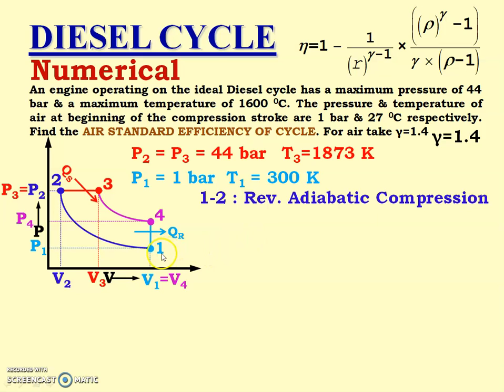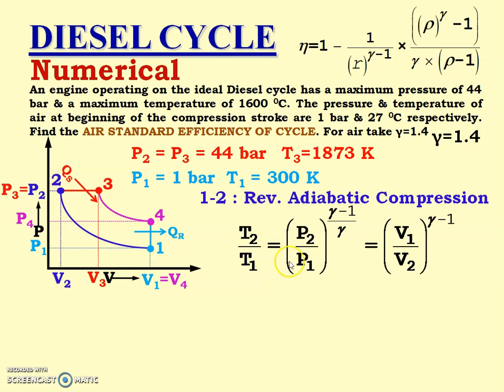Now let us use the process number 1-2, relationship between PV and T. T2 by T1 is equals to P2 by P1 raised to gamma minus 1 upon gamma, that is equals to V1 by V2 raised to gamma minus 1. Now we know that V1 by V2 is the compression ratio, that is R. So we want to calculate R.